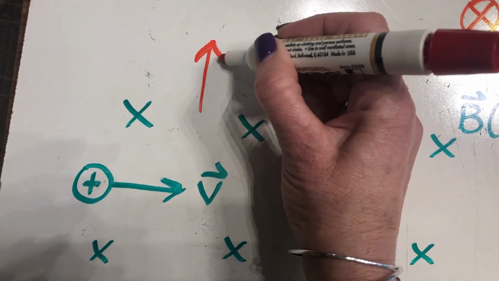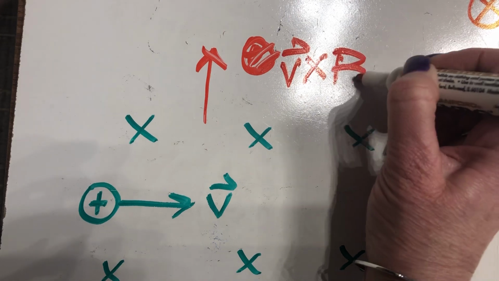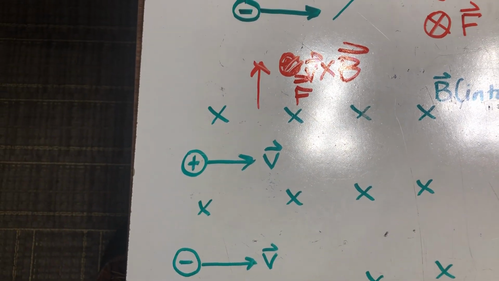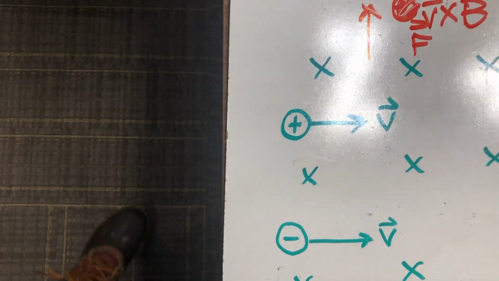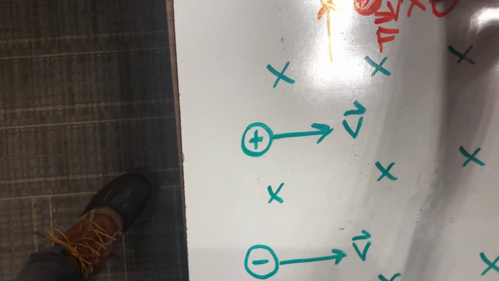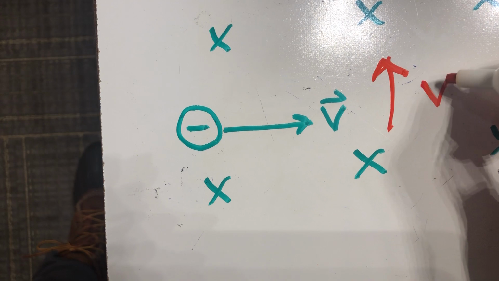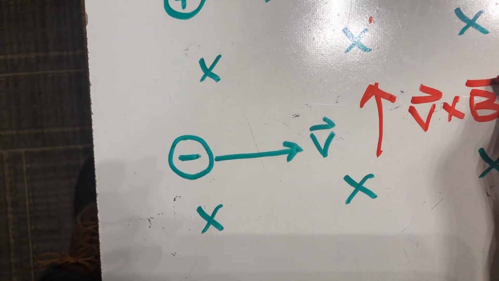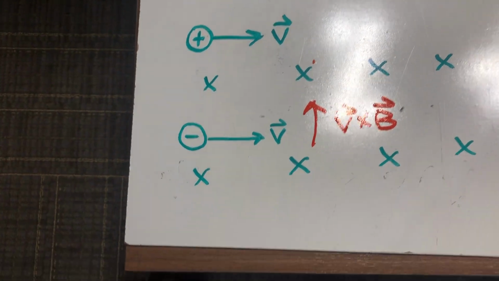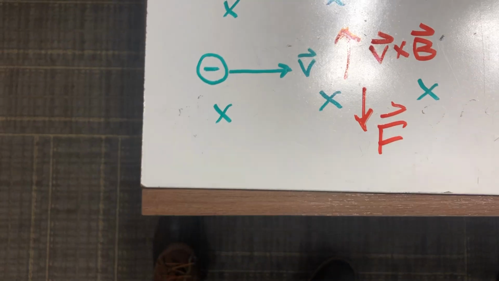And so here is my V cross B. And this is also the direction of my force because it's a positive charge. If I do this again for the negative charge, V cross B is still going to be up because it's the same right-hand rule I'm applying, but the force that that charge feels is going to be downward.